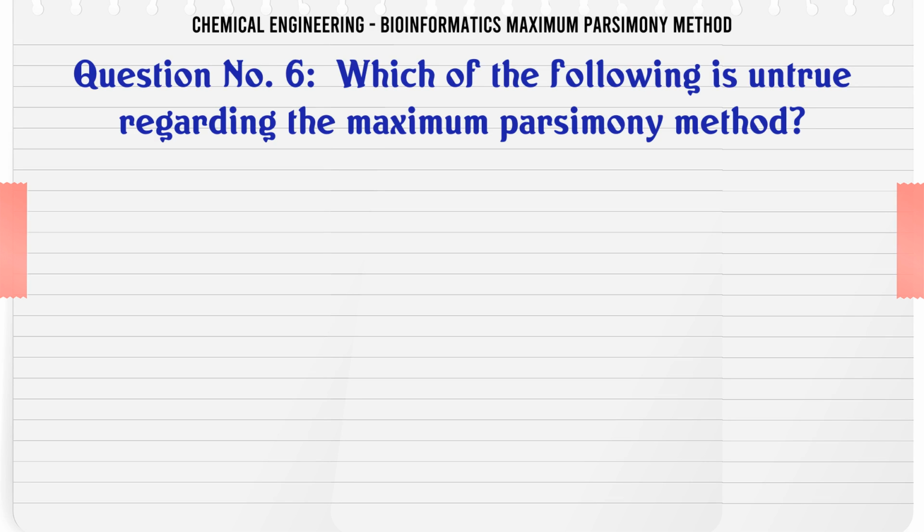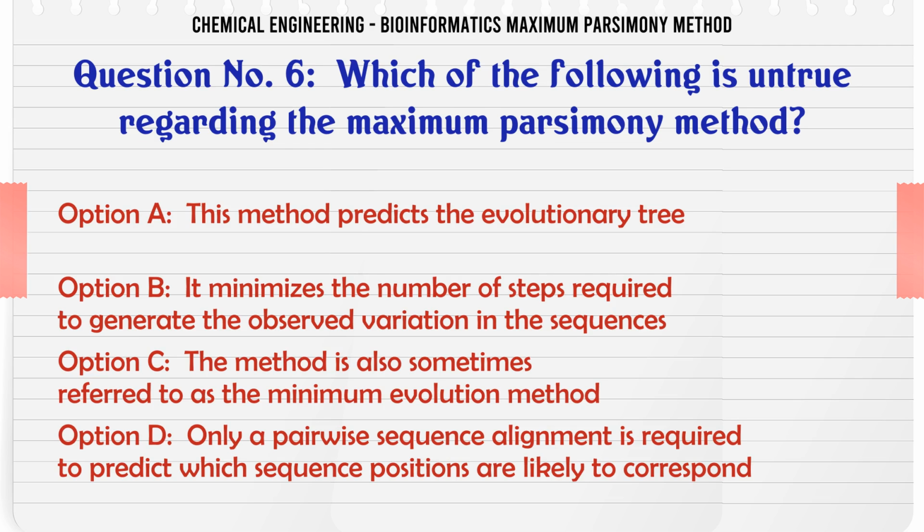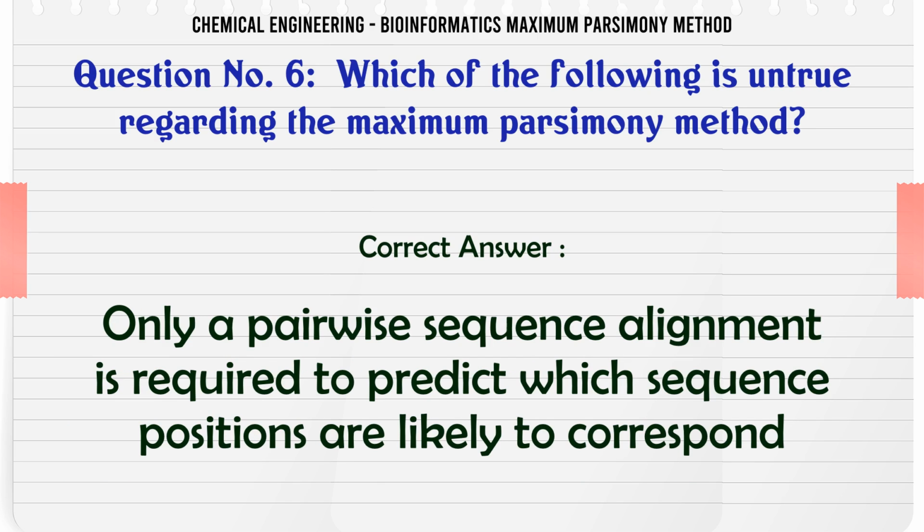Which of the following is untrue regarding the maximum parsimony method? A. This method predicts the evolutionary tree. B. It minimizes the number of steps required to generate the observed variation in the sequences. C. The method is also sometimes referred to as the minimum evolution method. D. Only a pairwise sequence alignment is required to predict which sequence positions are likely to correspond. The correct answer is only a pairwise sequence alignment is required to predict which sequence positions are likely to correspond.